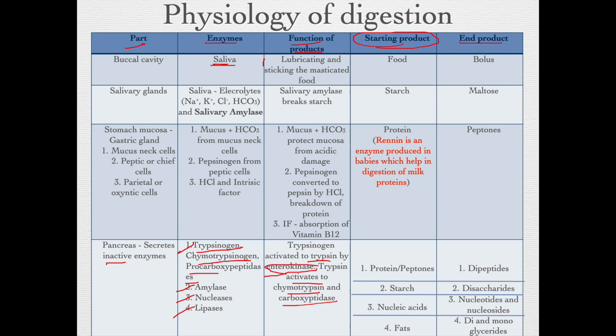So going into the function of each of these groups, the first group helps in digestion of protein, and it helps in breakdown of protein and peptides into something known as a dipeptide. The second group helps in breakdown of starch into something known as a disaccharide. The third group, the nucleases, helps in the breakdown of nucleic acids like DNA and RNA into its simpler form, which is nucleotides and nucleosides. And finally, lipases help in the breakdown of fat into di and monoglycerides.